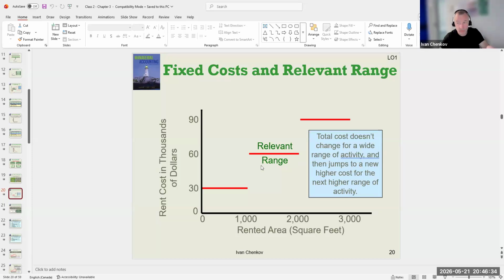I showed you the example with the chairs in the room and the waiting list. So if I have 20 chairs in the room, I have to pay $2,000. But if I want more chairs, yes, but they have to move to the next relevant range, which is 40 chairs.